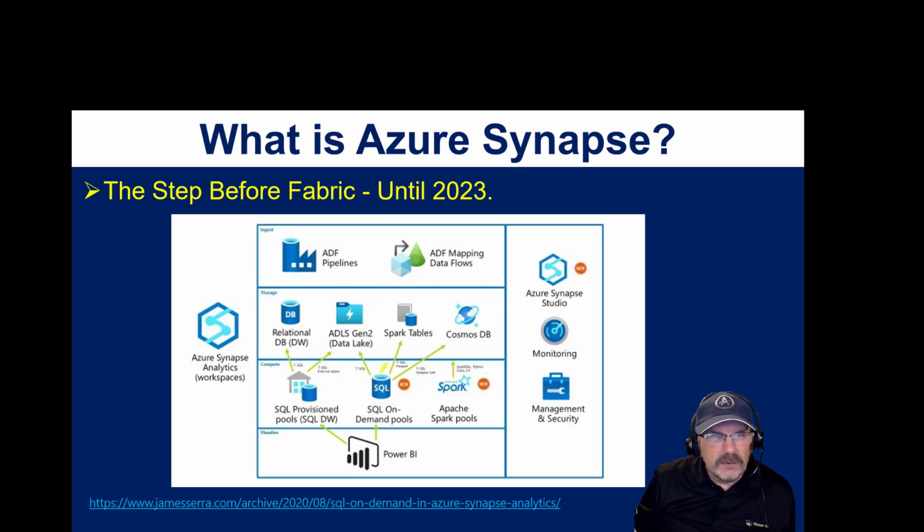And I want to point out a few things here because you'll notice we have something at the top, Azure Data Factory, right? That's an existing tool, but the Synapse interface supported working with ADF pipelines. It also had something called ADF mapping data flows. One step down, the storage bar here, and you see relational DB, right? DW. That is Azure Synapse, the scaled out SQL server.